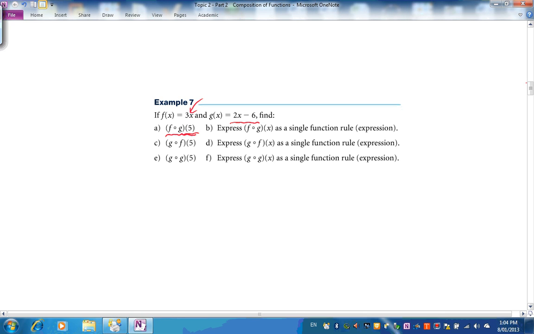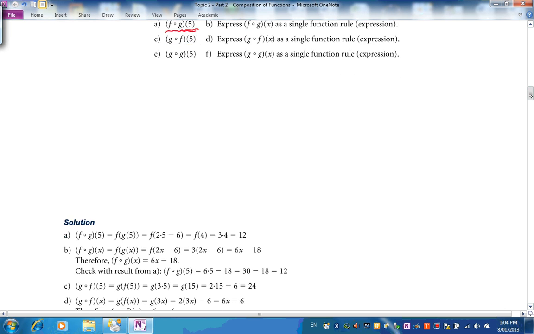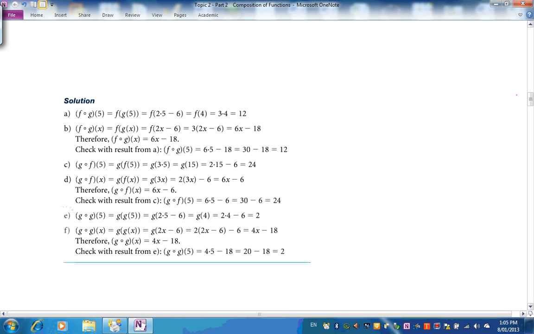What we'll do is we'll go down and have a look at the answers to those. The first one. So here we've done it. g of 5. So putting 5 in there into the function, take away 6, you've got the answer 4. f of 4 is 3 times 4, which is 12.